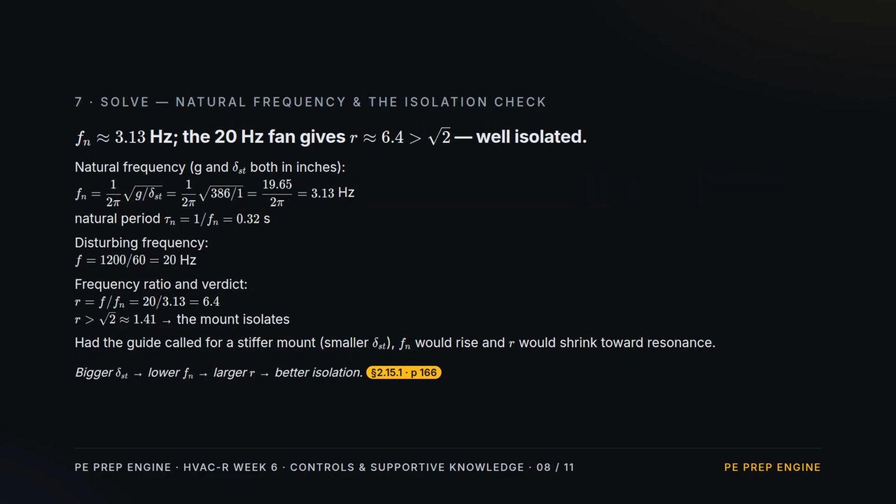Solve. With G and the 1-inch deflection both in inches, 1 over 2 pi times the root of G over static deflection gives about 3.1 Hertz, a natural period near a third of a second. The fan at 1200 RPM drives at 20 Hertz, so the frequency ratio is about 6.4, comfortably past root 2, and the mount isolates. A stiffer mount would raise the natural frequency and push the ratio back toward resonance.